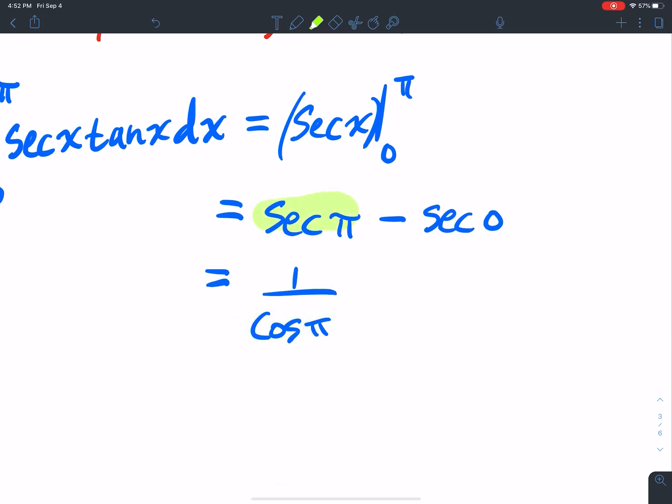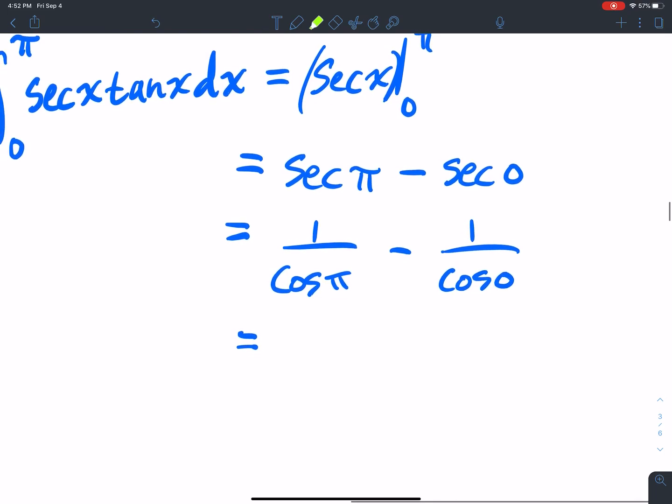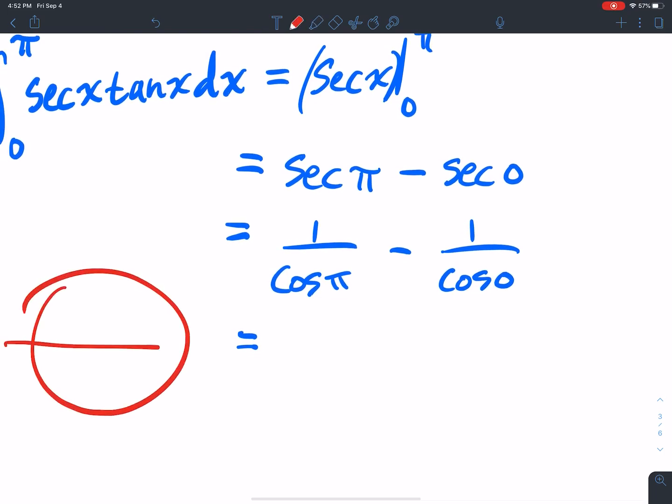So I do the reciprocal function. 1 over cosine is secant. So secant pi is 1 over cosine pi. And then secant 0 is 1 over cosine 0. So pi, whenever I think about the unit circle, cosine goes, pi is all the way around to right here. So cosine, the x value is -1 here. So that's going to get me a -1 in the denominator.